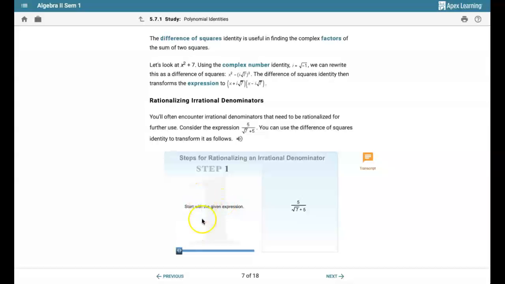So if we start with our given expression here, 5 over the square root of 7 plus 5, we can change the sign of the second term in the denominator. Change the sign of the second term, make that a minus. Then we multiply both of them, right? So we multiply by the complex conjugate, and that's basically like saying 1 over 1.